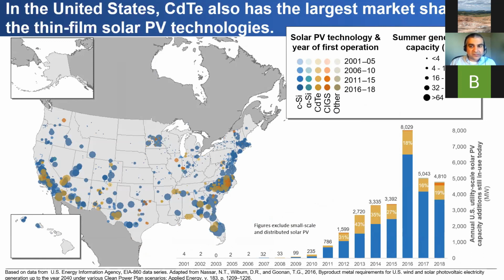The second largest is the cadmium telluride. So that's the second largest contributor and the largest source for the thin film solar photovoltaics. Cadmium, I think, is not really a concern. Tellurium potentially is a supply bottleneck.